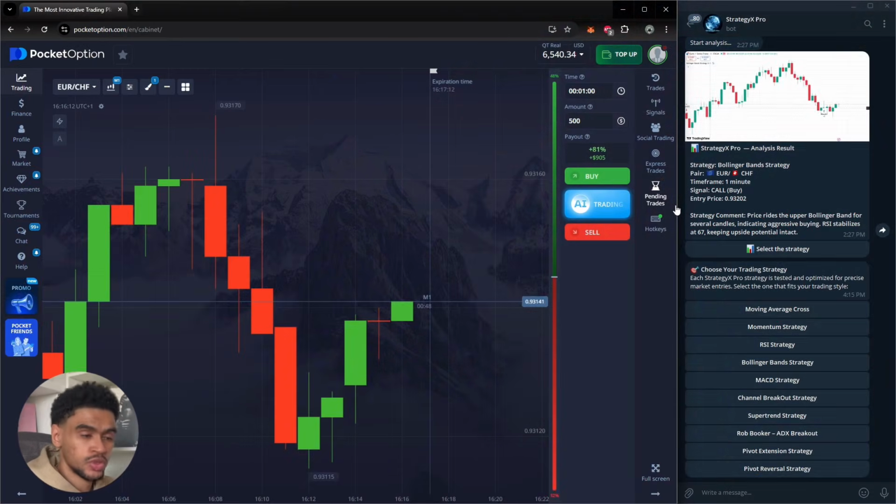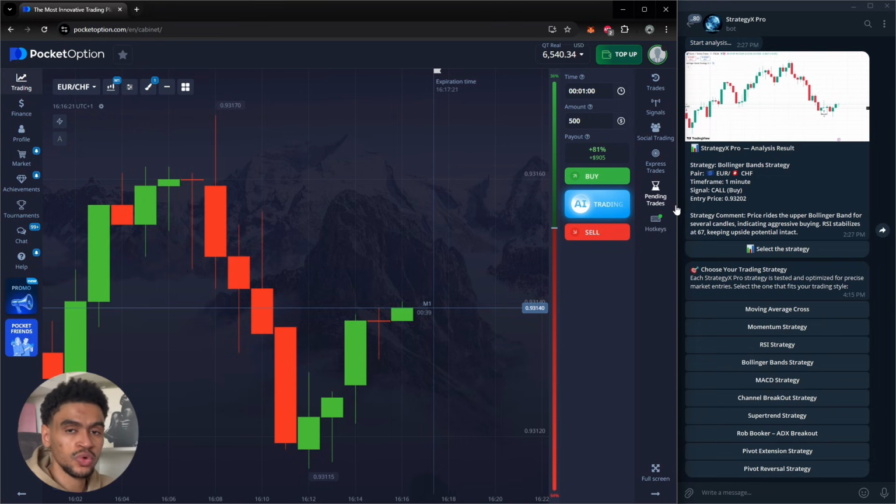All right, let's get into it. The robot is completely simplified, but still has a lot of power. This tool is for people who are getting into trading, who want to learn and trade like true professionals.